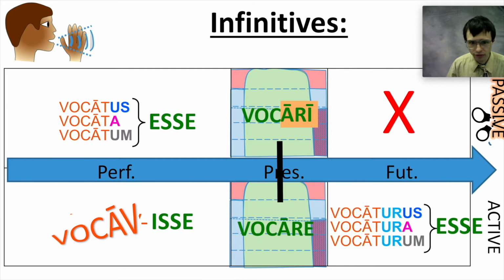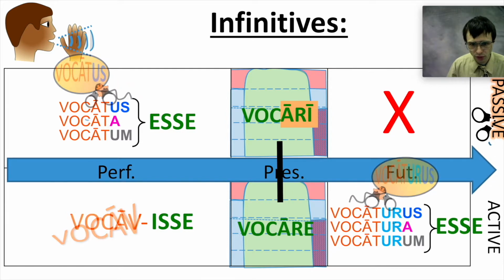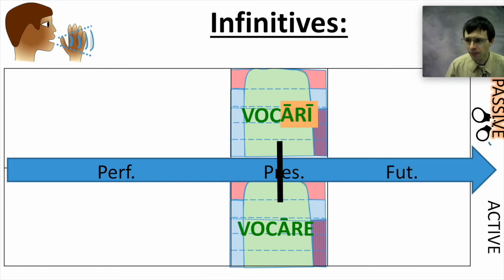So now we've reviewed how you get those present infinitives. And these are the only two we're going to use. We're only going to use the presents. We're not going to use those other three. Just these to make the negative imperative.